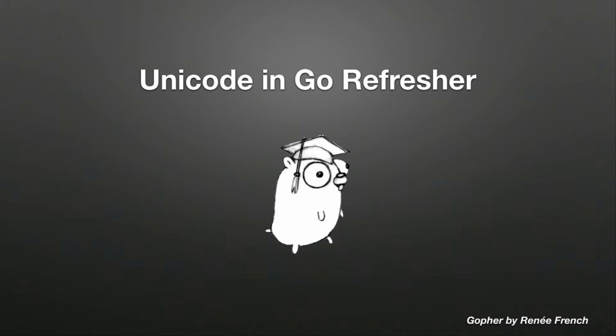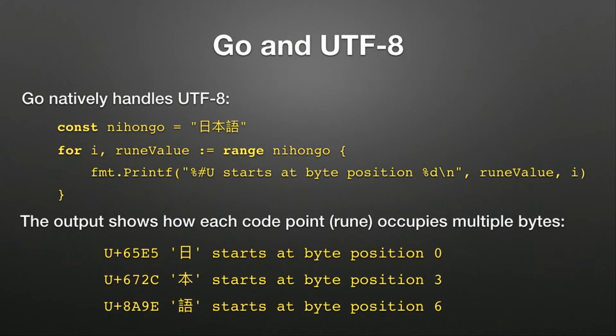Just to give a little bit of a Unicode refresher and to tell you how Go deals with Unicode in case you forgot. So Go can range over the code points. They're called runes in Go.